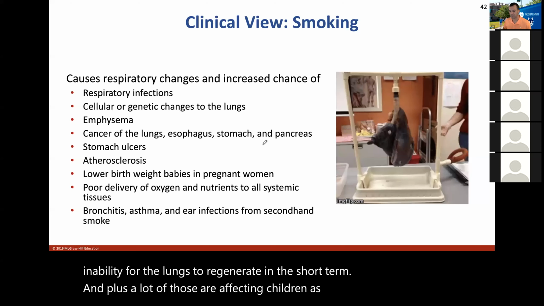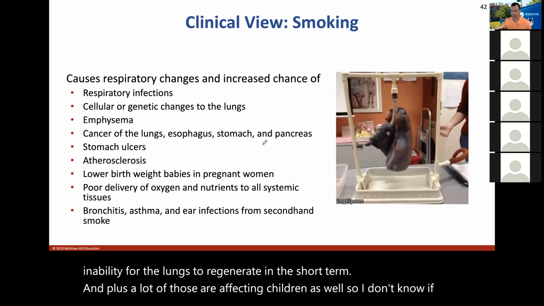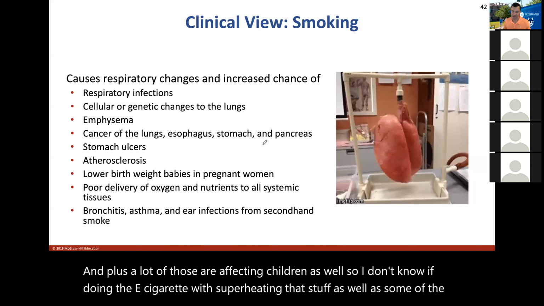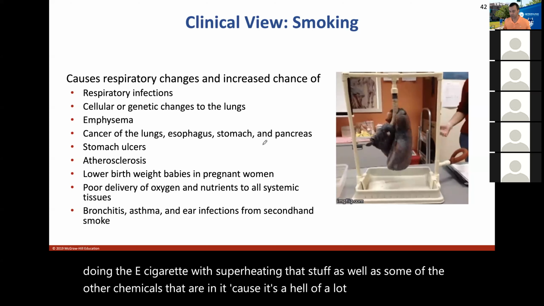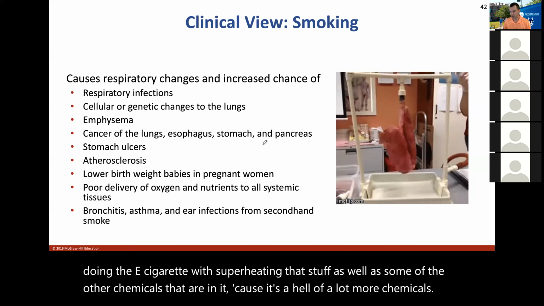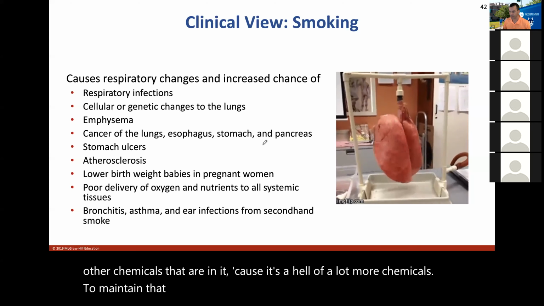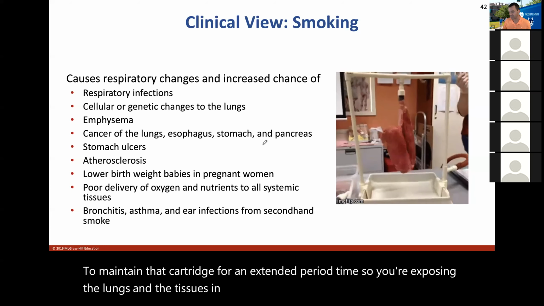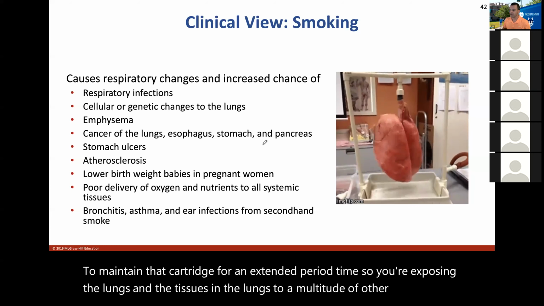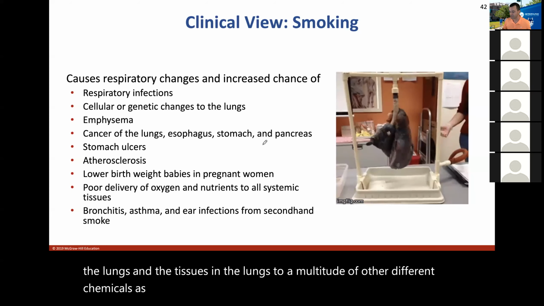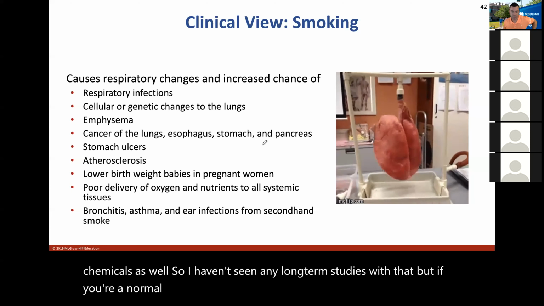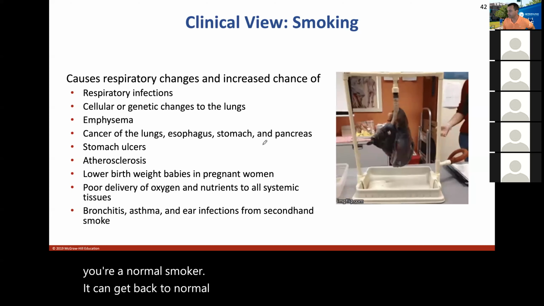So I don't know if doing the e-cigarette with superheating that stuff, as well as some of the other chemicals that are in it, because it's a hell of a lot more chemicals to maintain that cartridge for an extended period of time. So you're exposing the lungs and the tissues in the lungs to a multitude of other different chemicals as well. So I haven't seen any long-term studies with that, but if you're a normal smoker, it can get back to normal pretty dang quick, which is shocking.